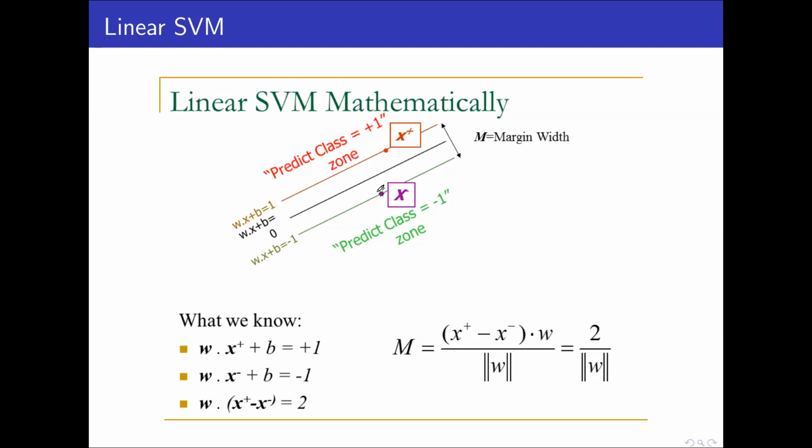So this straight distance, we can find this maximum margin after calculating and simplifying this equation. Actually this is a dot product and there are some mathematical equations. After simplifying we'll find that this maximum margin width m will be equal to 2 upon mod of w.